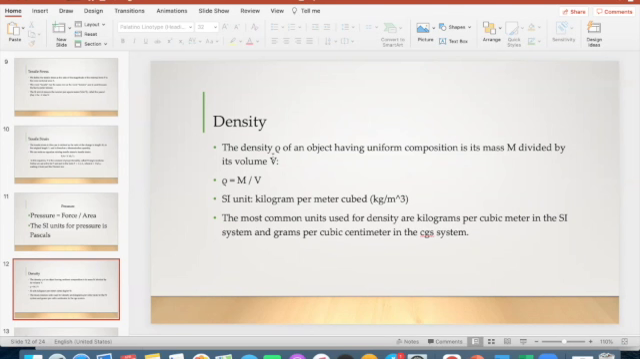So the density is the mass divided by the volume of an object. The SI unit for density is going to be kilograms, since that's the SI unit for mass and it's in the numerator. And then the SI unit for volume is meters cubed. As we stated earlier, area is length times width, but volume is length times width times height. So that's why the meters is cubed in the denominator for the volume.